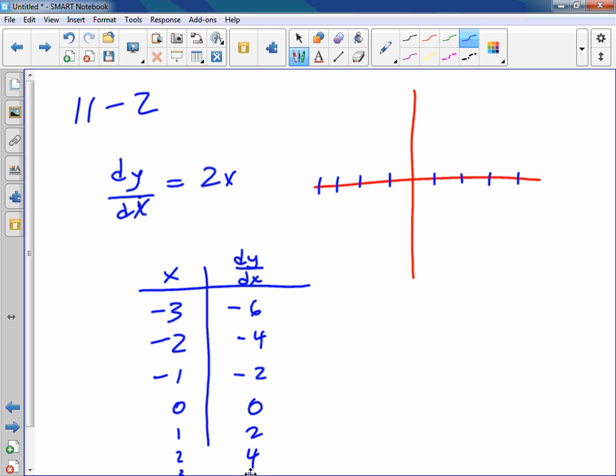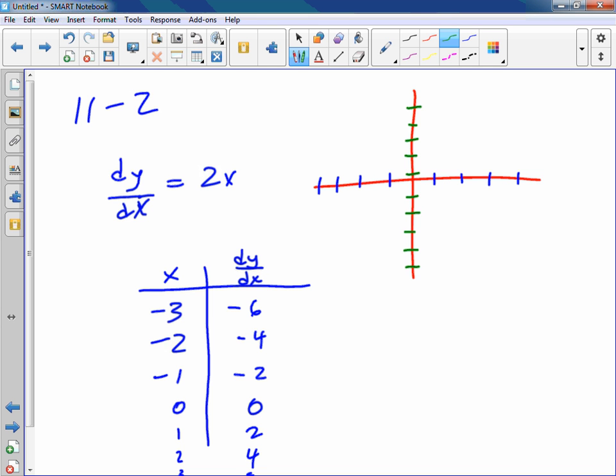Slow down. So let's start with the easy one. At 0, what are these slopes going to look like? They're going to be horizontal. The slopes are going to be horizontal, and we don't know where the function is, and we don't care.